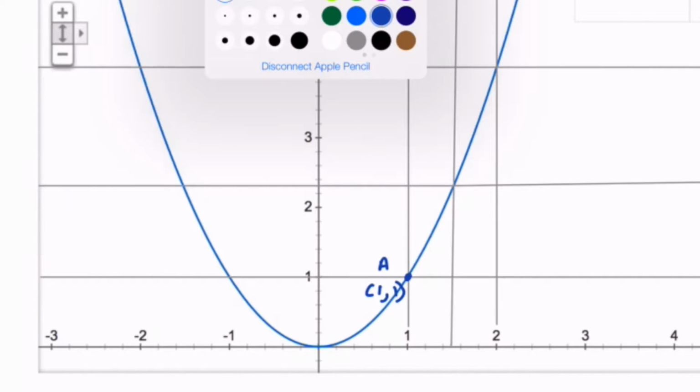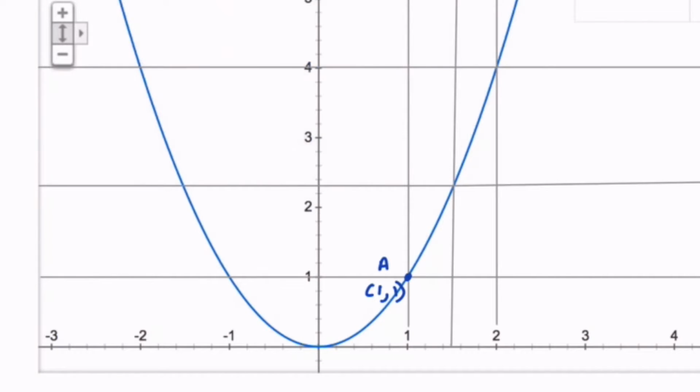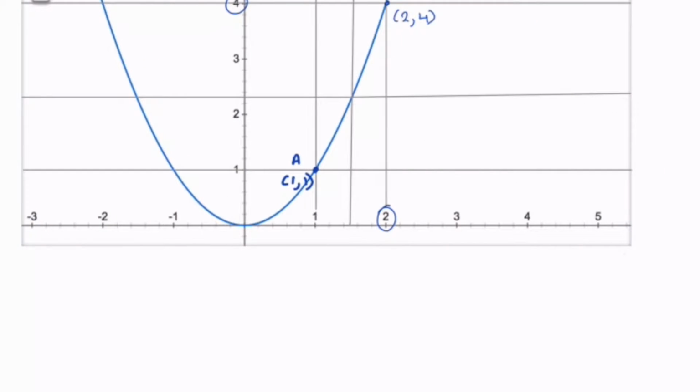And we're going to pick another point, which we're going to call point B, and let's pick this as point B. It has the coordinates 2, 4. So the x value is 2 and the y value for point B is 4.